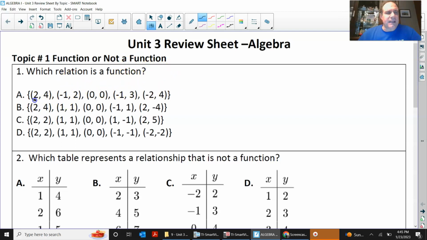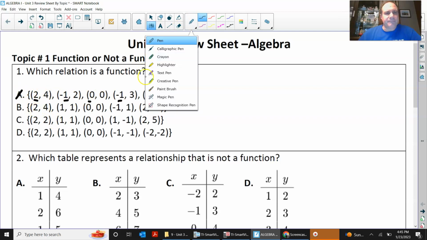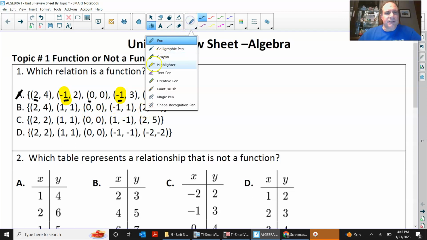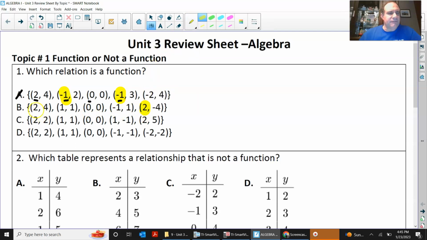Remember, you just have to look for the x's. We're going to look for the x's repeating, and right there, -1 and -1 repeats, so that is not a function. So we have that -1 right there and that -1 right there, and actually 2, 1, 0, -1, 2. There it is again with the x repeating going to different y's, and that's important. This 2 is attached to -4, and this 2 is attached to +4, and that can't be.